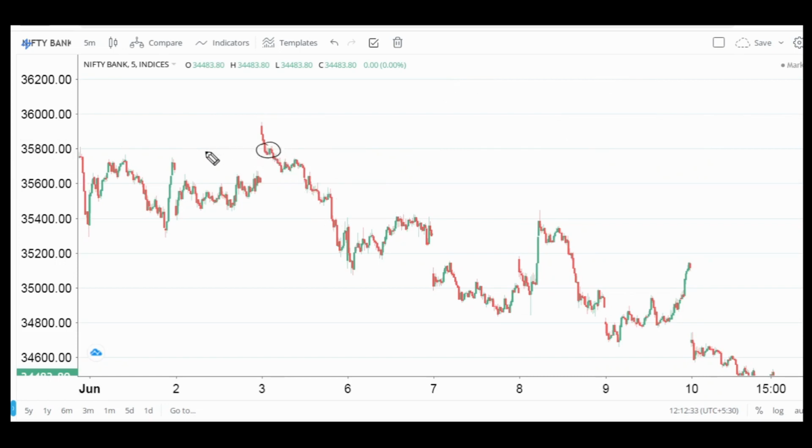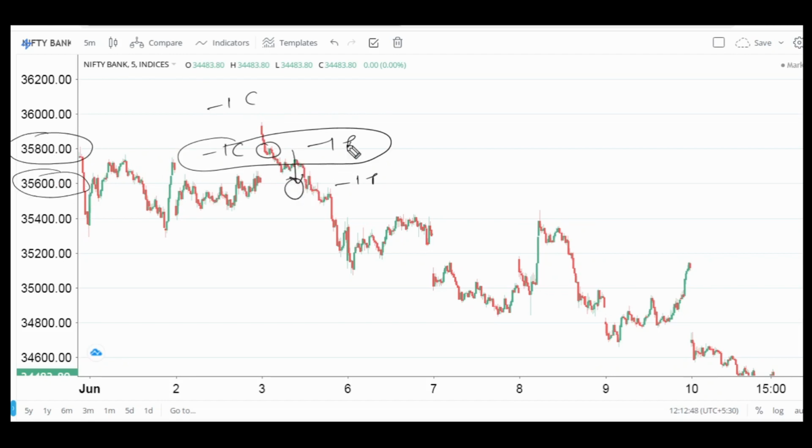So when market was here, there was one call short, one put short, means one straddle short, one out of the money call and one out of the money put. When market came here from 35,800 to 35,600, okay, we exited the put, we entered at the money call, as at the money put is already there.